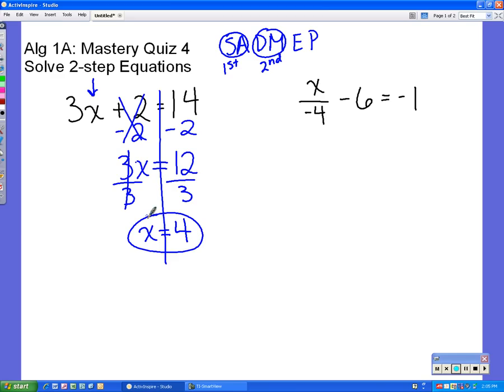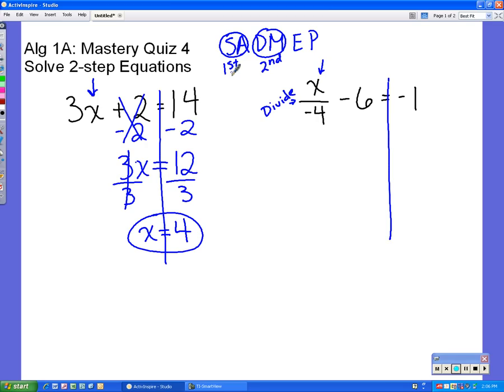This problem looks intimidating, probably because there is a fraction or what looks like a fraction. But remember, this just means divide. So we have our equal sign. We have our x right here. We need to get it by itself, which means we need to get rid of 6 and we need to get rid of negative 4. Negative 4 is being divided with x. 6 is being subtracted from the x.